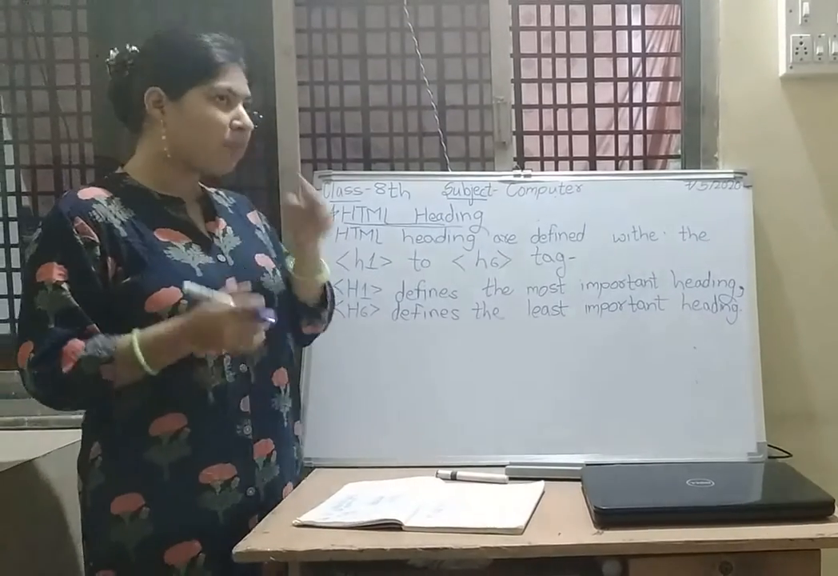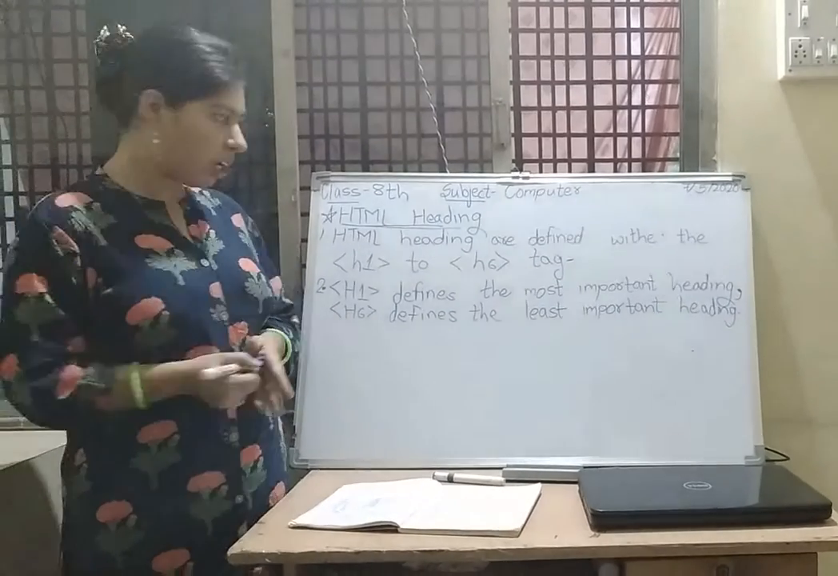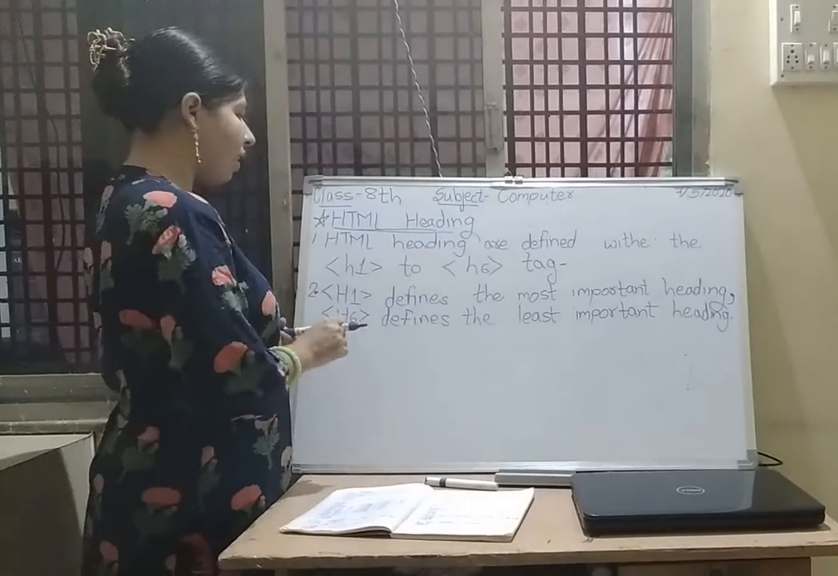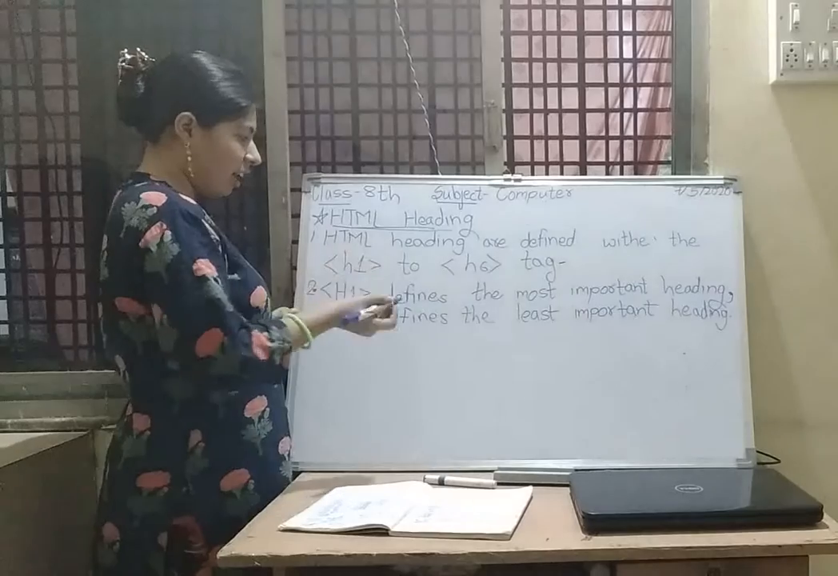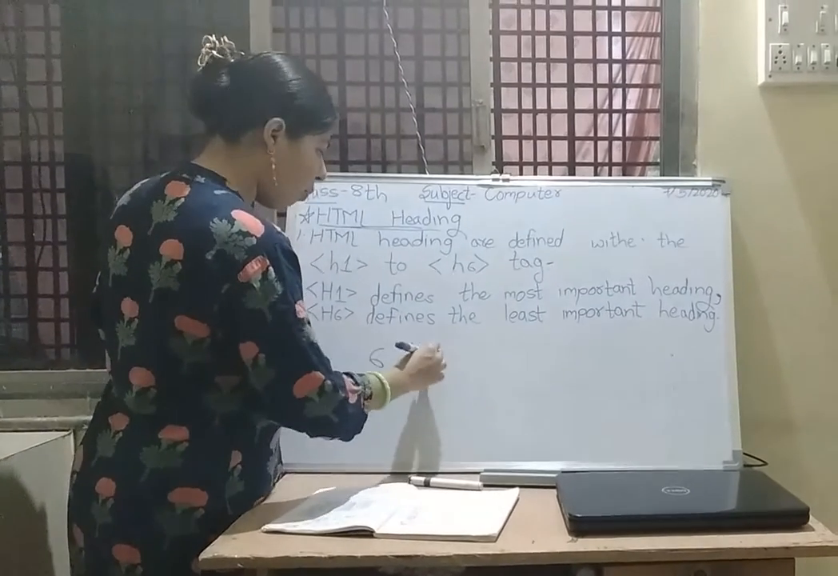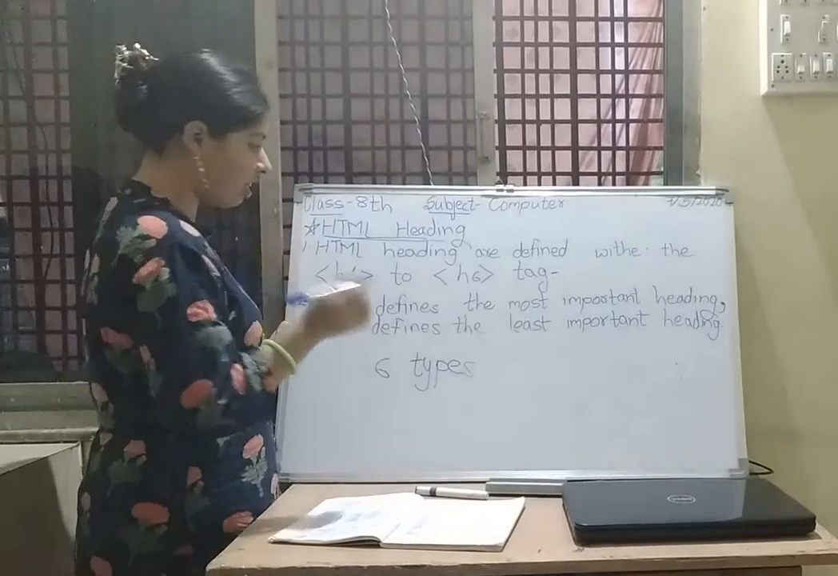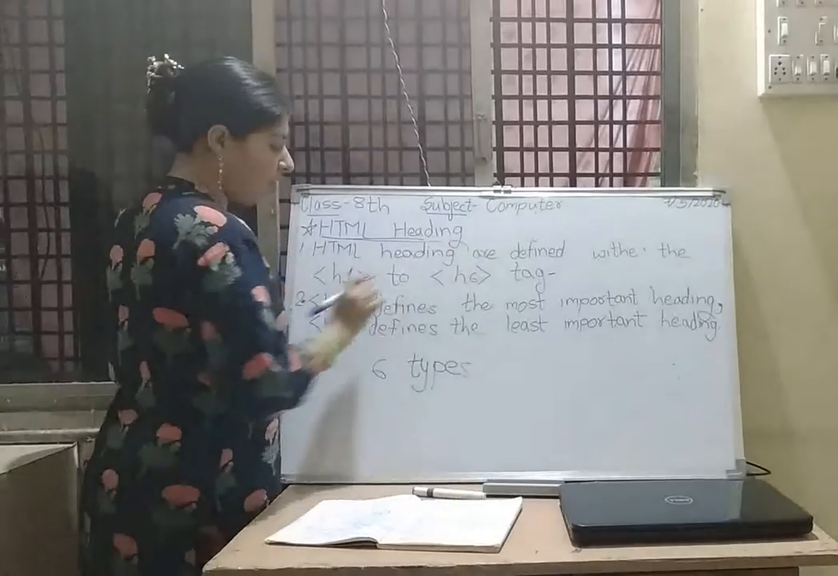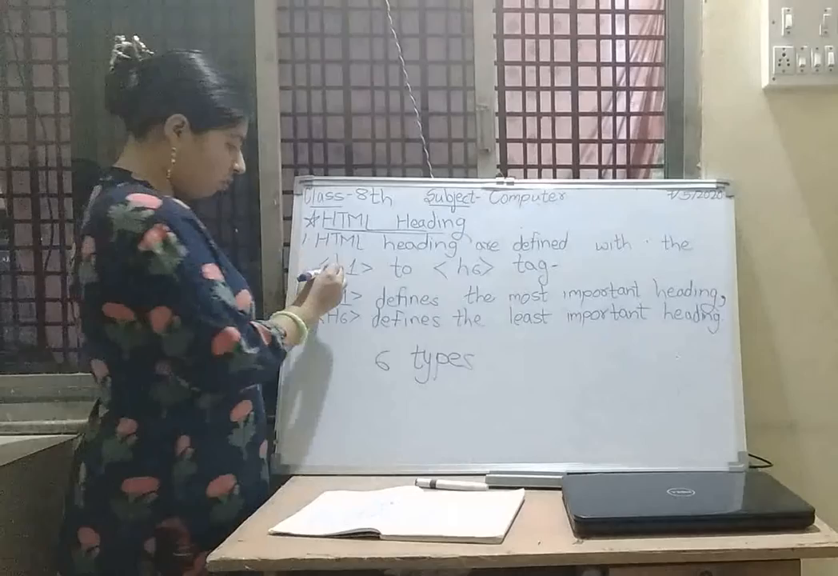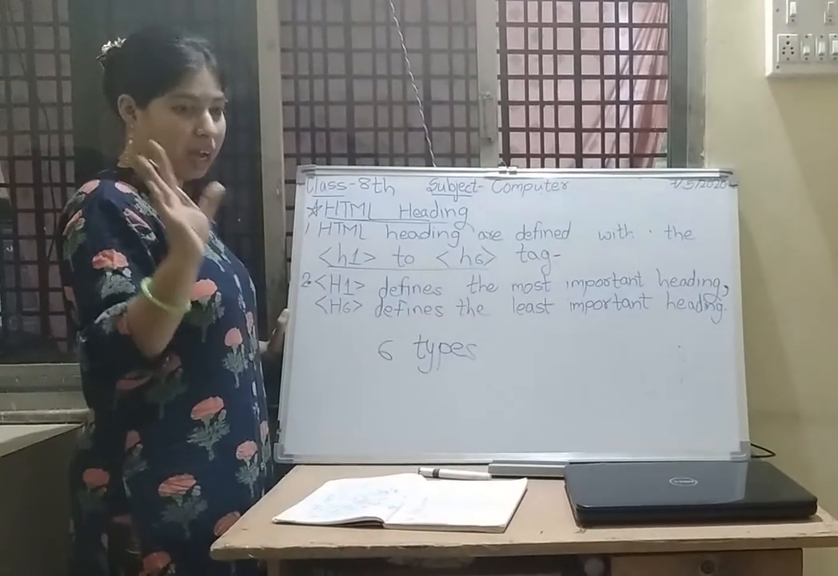So in HTML, how can we give headings in an HTML web page? Headings we can give in the HTML web page with the help of the heading tag. Now there are a total of 6 types of heading tag. How many types of heading tag? 6 types of heading tags are there in HTML. Like, HTML headings are defined with the H1 to H6 tags. H1 to H6 tag, there are a total of 6 forms of HTML heading.